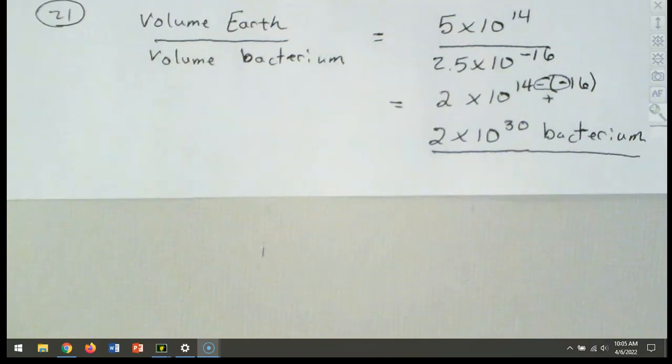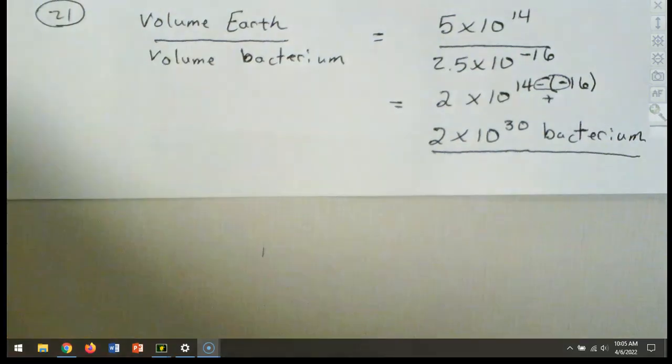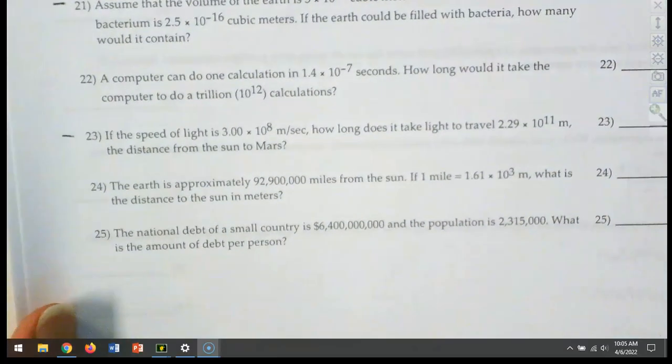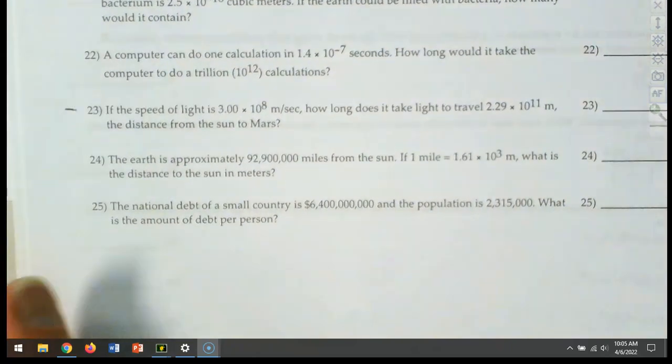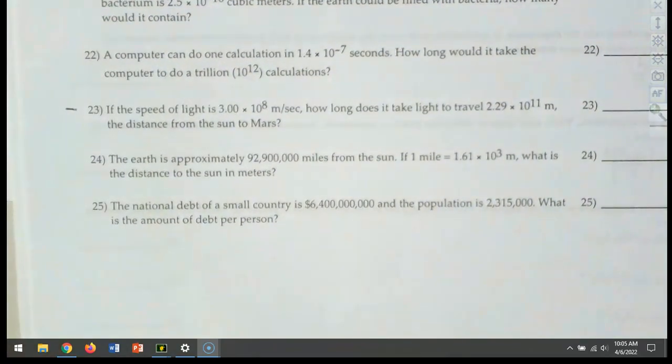I also said that I would work out question 23. And it's similar, but it also is a little bit different. You have to read it and see what your answer is going to be. So 23. If the speed of light is 3 times 10 to the 8th meters per second, how long does it take to travel 2.29 times 10 to the 11th meters, the distance from the sun to Mars?